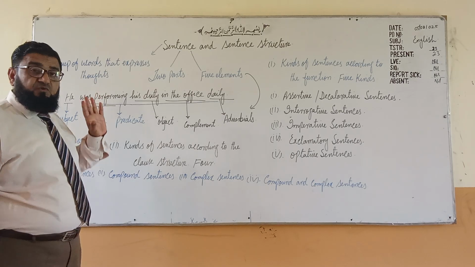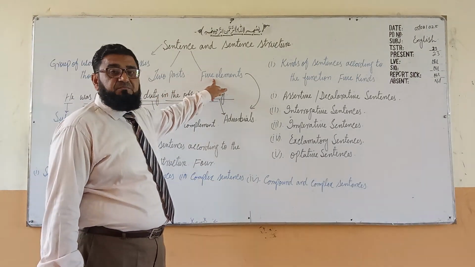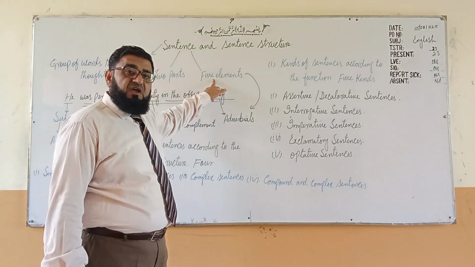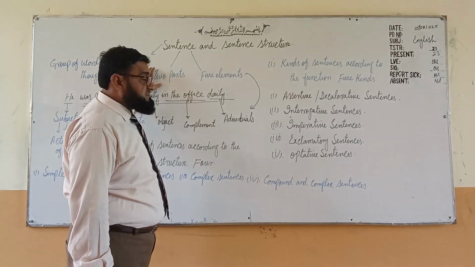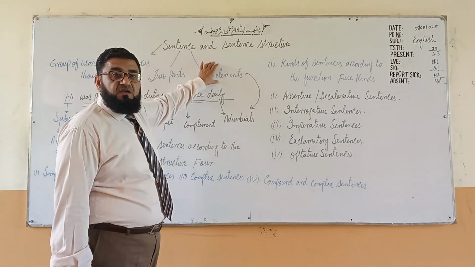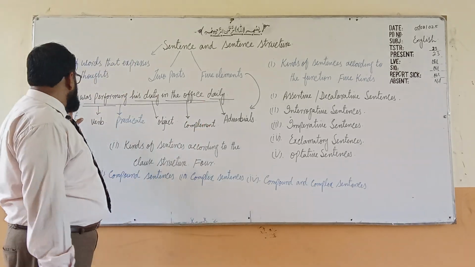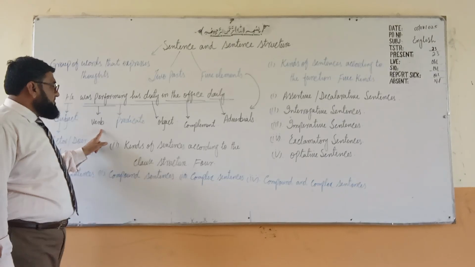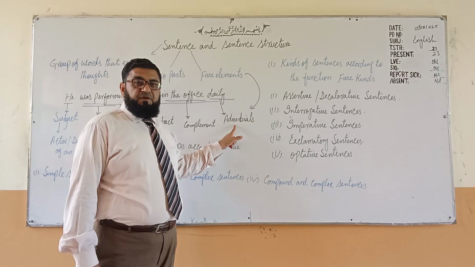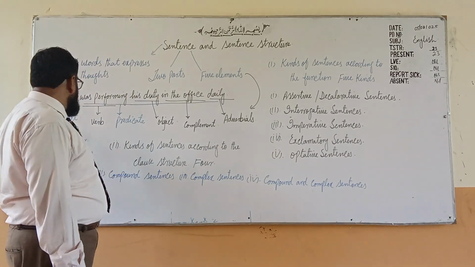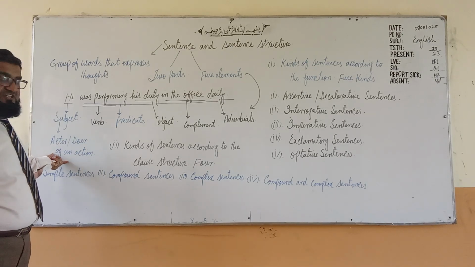Within the predicate we have four parts, and these four parts together with the subject are called five elements. One is the subject and four elements within the predicate. So a sentence contains two parts and five elements. Two parts: subject and predicate. And what are those five elements? They are subject, verb, object, complement, adverbials. Subject has already been defined by me: the doer of an action or an actor.